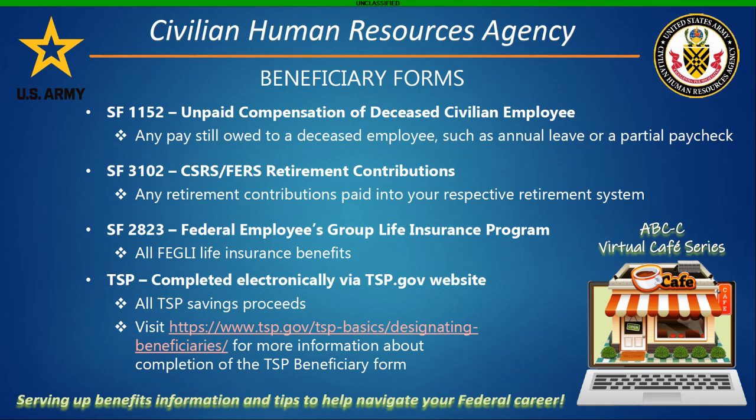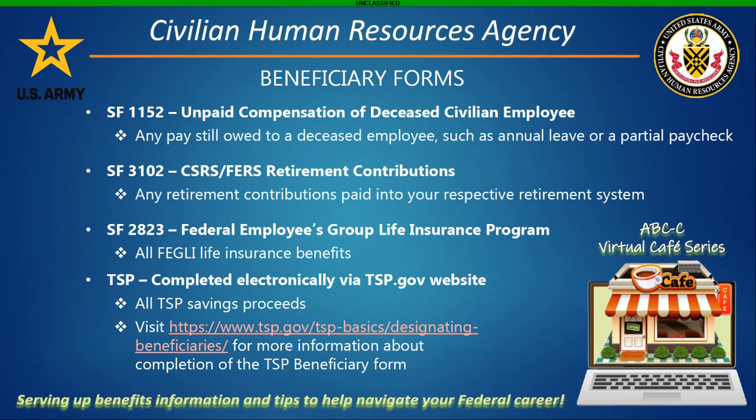Next is the standard form 3102, and that is for CSRS and FERS retirement contributions that were added to the decedent's account during active federal service. So anything you were paying into CSRS and FERS retirement. If the deceased is not eligible for retirement, the designated beneficiary may request those retirement contributions the decedent paid into their retirement system each pay period be refunded. So you can request the refund of all of those retirement contributions. And that can add up to a lot if that career has spanned over many years. So that is where that SF 3102 comes in, and that is why that one is very important.